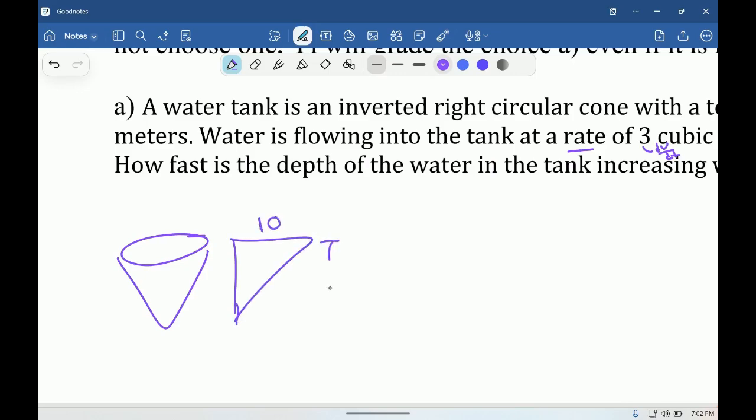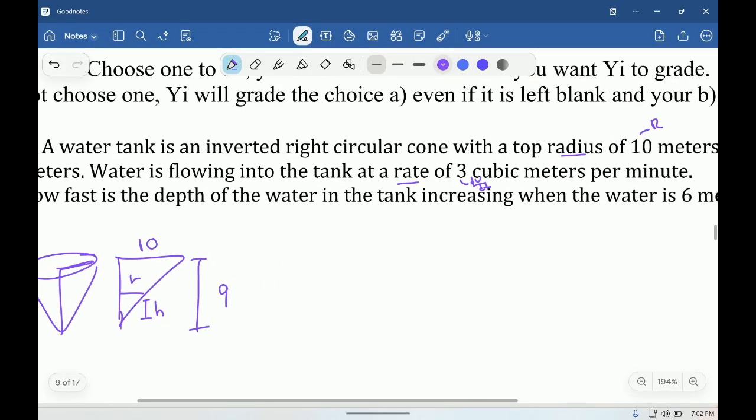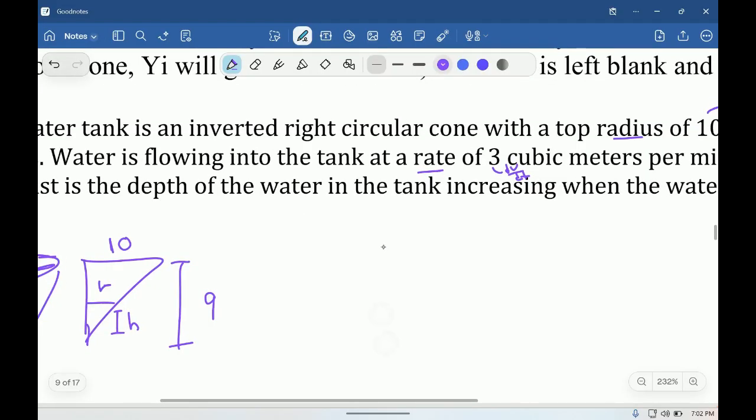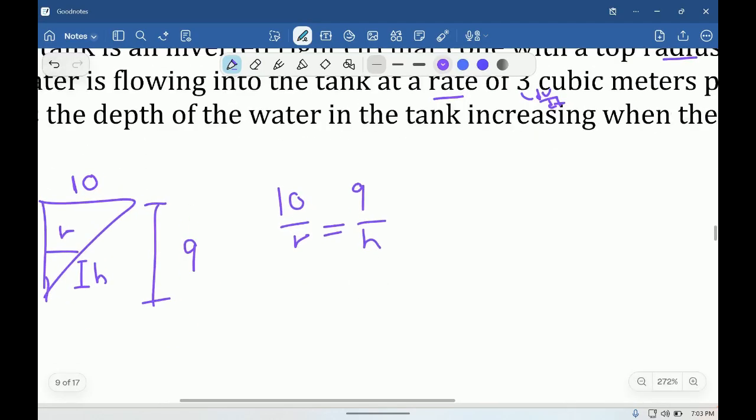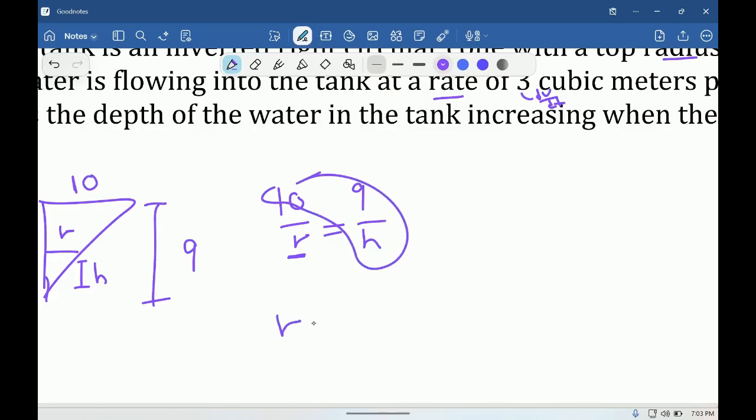This is going to be 10, this is going to be 9, this is going to be our small r, and this is going to be our small h. Okay. First things first, we're going to want to do proportions. We're going to want to do 10 over h, which is 10 over r, 10 over r is equal to 9 over h. And then we're going to set it up so that these are going to equal r. This is going to be r equals 10 over 9 h.